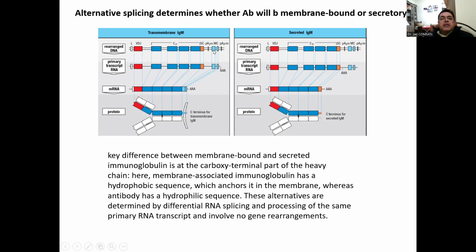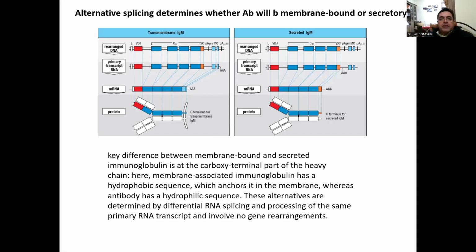And here, in addition, is the MC region. The light blue color shows the MC region. This is the region which is responsible for adding a hydrophobic domain to this particular immunoglobulin or antibody. It is going to anchor the antibody into the membrane of the B cell.